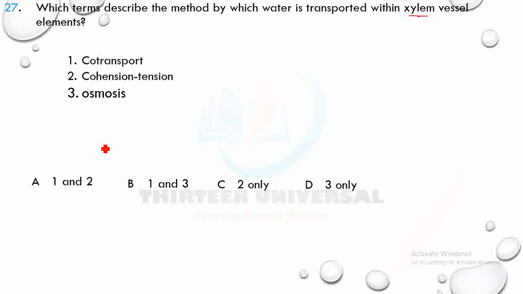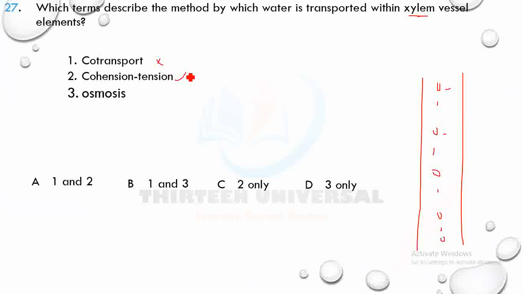Xylem vessel elements, especially when it is moving along the xylem. So that's called cohesion tension theory. Transpiration pull. Water molecules stick to each other, forming a water column by hydrogen bonds, and water molecules stick to the wall by hydrogen bonds. So co-transport is not for xylem. It's for phloem.